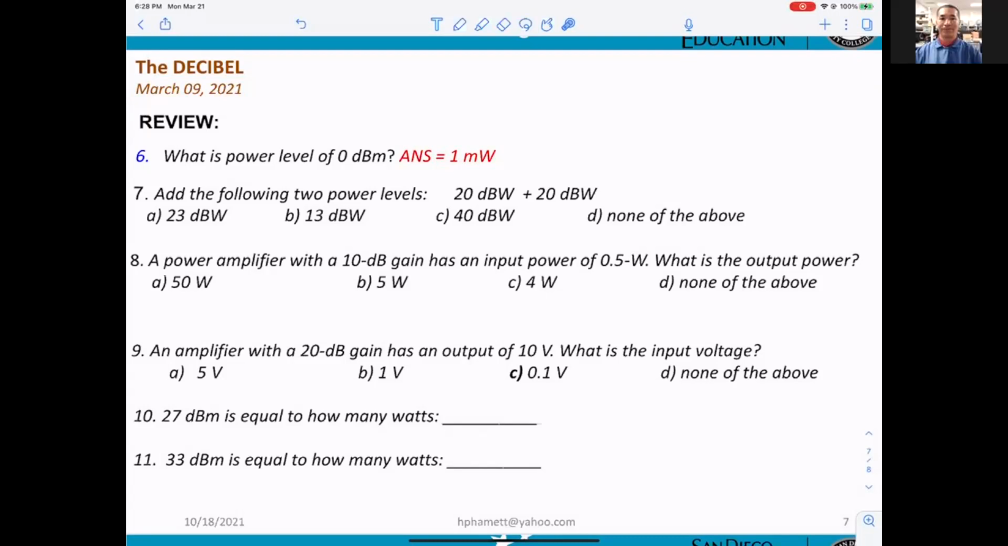Do you want the answer to those, or which one? The answer should be A for 23 dBW. Okay, so the answer will be A.